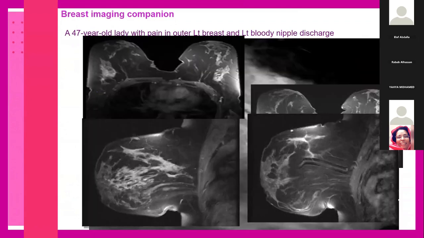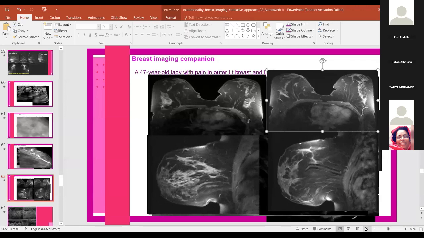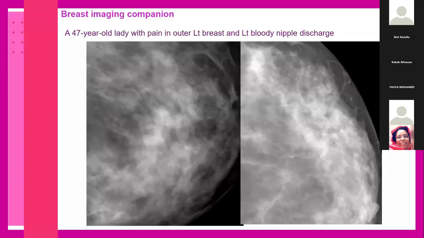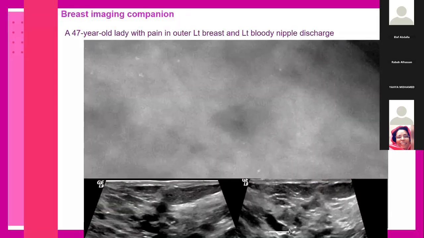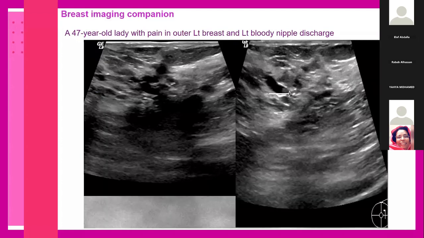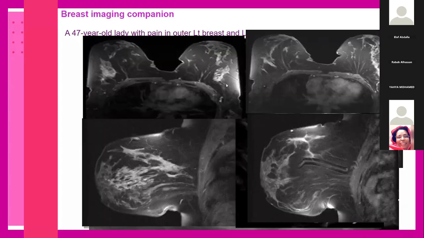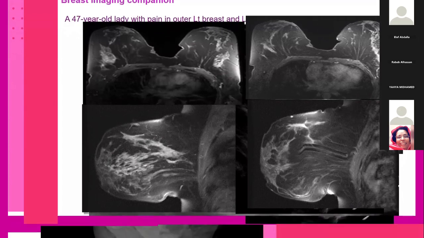So this is the MRI of the same patient. Okay. The MRI demonstrates segmental clump enhancement following the same segment of the breast, our outer central breast extending to the nipple, and it was proven to be extensive high-grade DCIS treated with mastectomy.